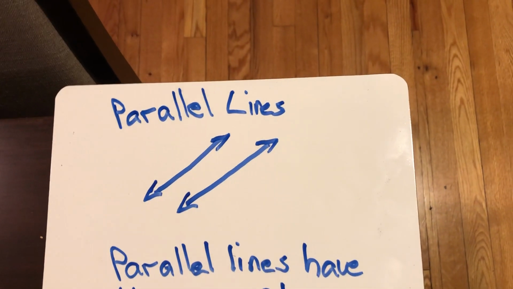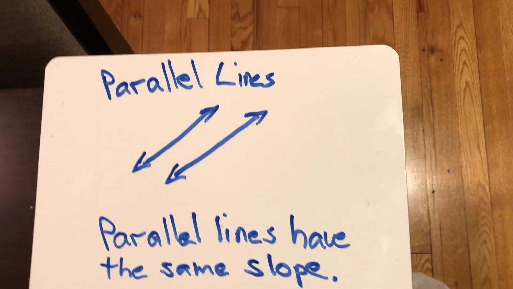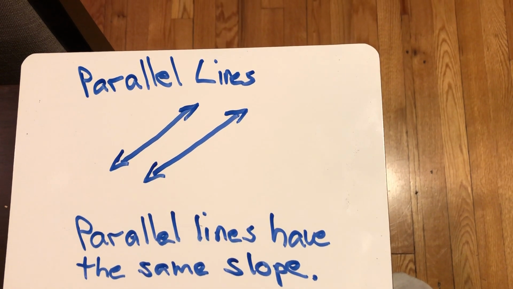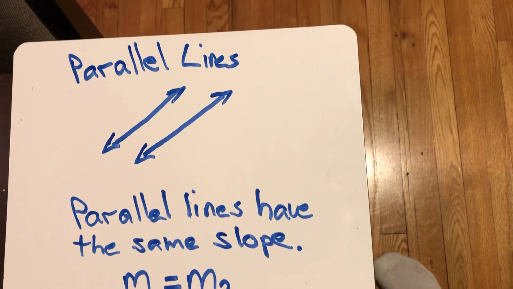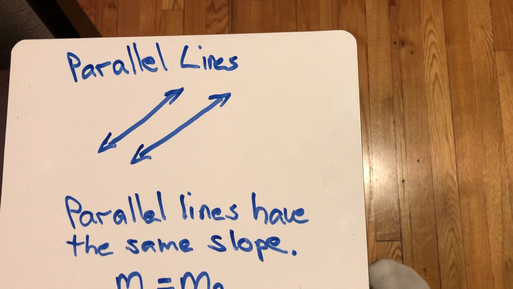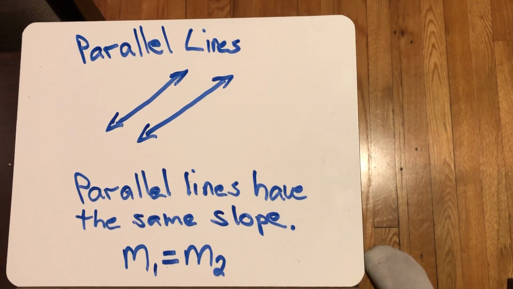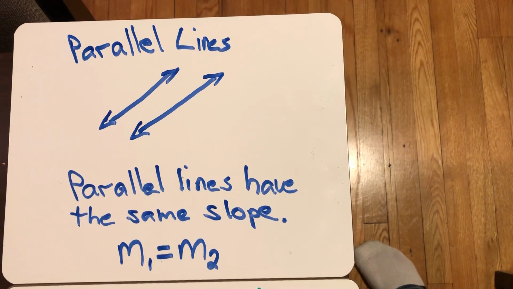Now, the one thing that's going to be very helpful to us is that parallel lines have the same slope. Remember, slope tells us what direction a line is going in, how fast it's going up versus how fast it's going across. So that would make sense that two parallel lines would have to have the same slope if they're always going to be going in the same direction next to each other. Or not next to each other, just really far away, but going in the same direction.